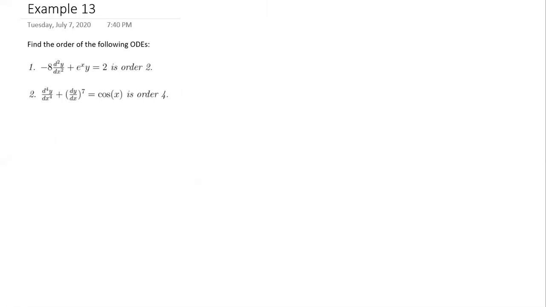So let's look at negative 8 times the second derivative of y plus e to the xy equals 2. So I already have the answer written down, but let's see why. Okay, so just look at this equation. It's a differential equation because it has derivatives. And you see that the highest order derivative you see is order 2. So you're taking 2 derivatives there. So the order of this differential equation is 2.